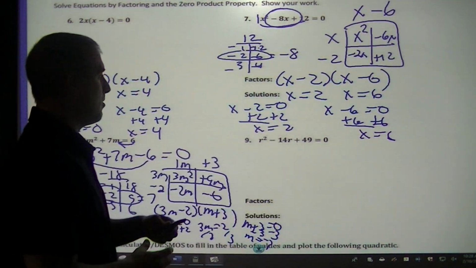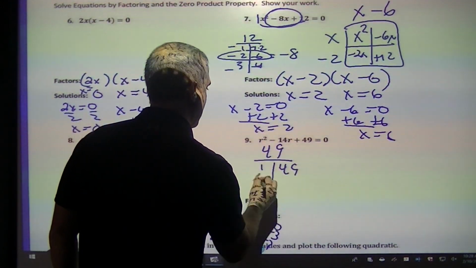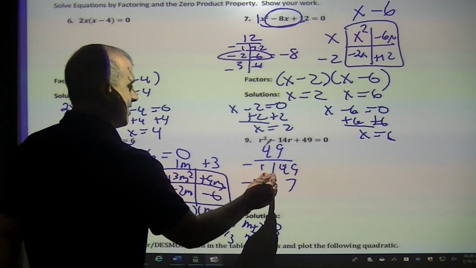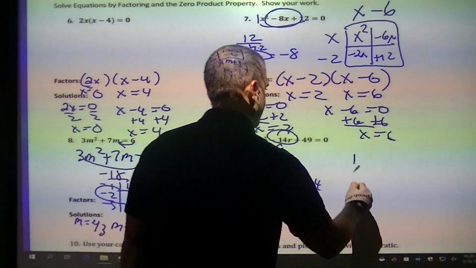Okay, this one, if I do the factors of 49, 1 and 49, 7 and 7. I start out making one side negative, but this doesn't multiply to get this, so I got to make both sides negative. I'm looking for the set that adds up to negative 14.